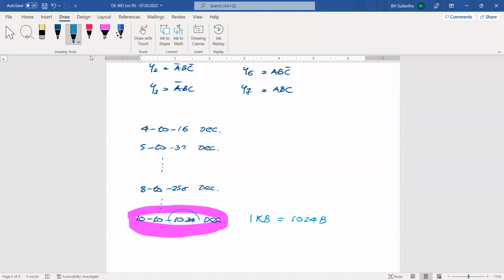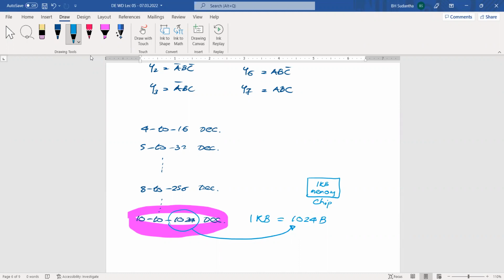1024 bytes. Assume that your computer is having only 1 kilobyte of memory. Then to make this 1 kilobyte memory chip, you need a 10 to 1024 decoder. Then understand how this circuit is practical.